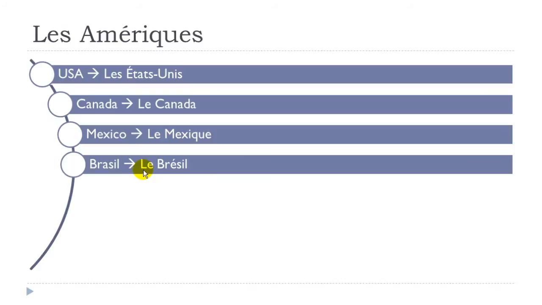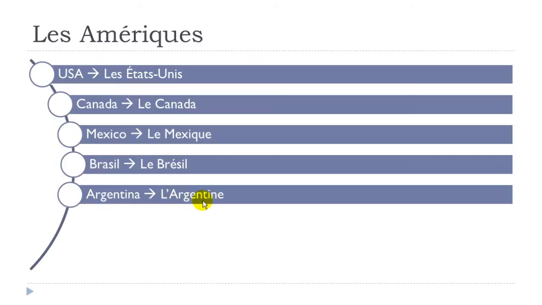Le Brésil. Okay, you will pronounce the final L here. And then remember, accent aigu goes like E. Brésil. Le Brésil. L'Argentine. Okay, so you get this nasal here, en, l'argent, and then tin. Don't pronounce the final E. It just gives you the pronunciation of the N. L'Argentine.